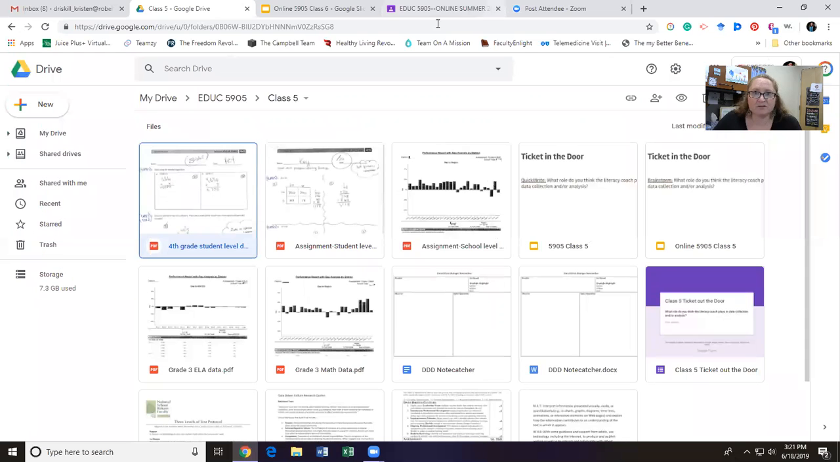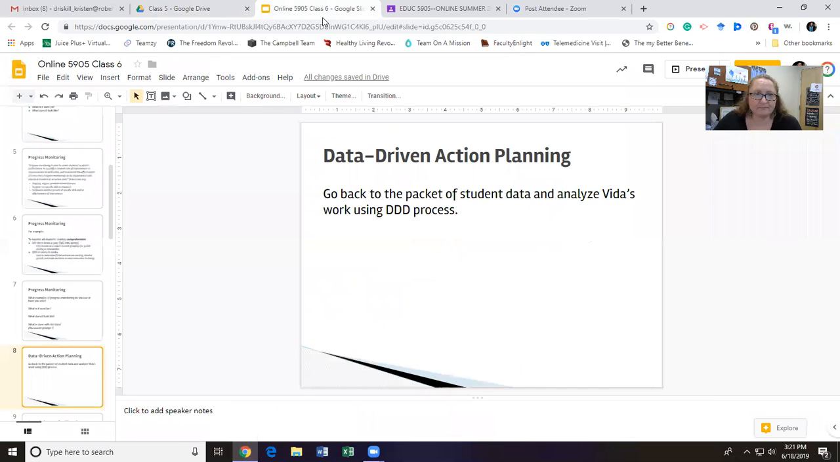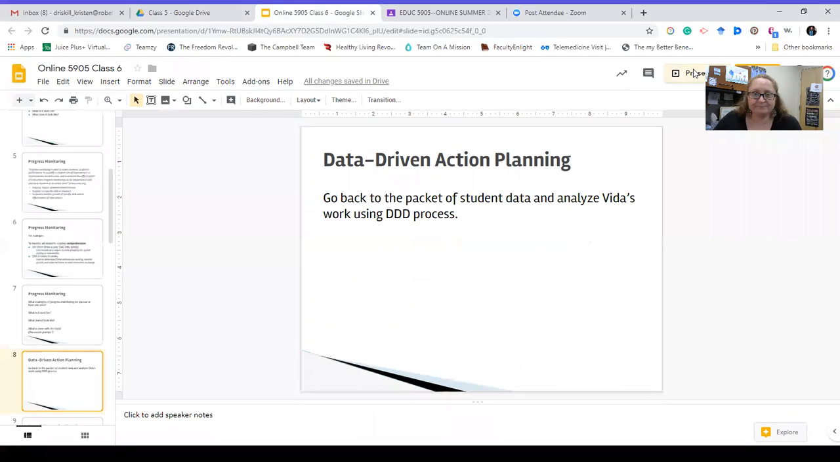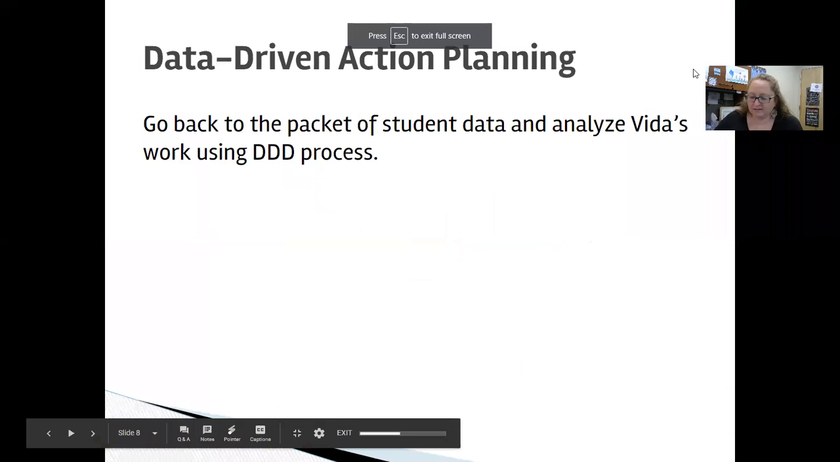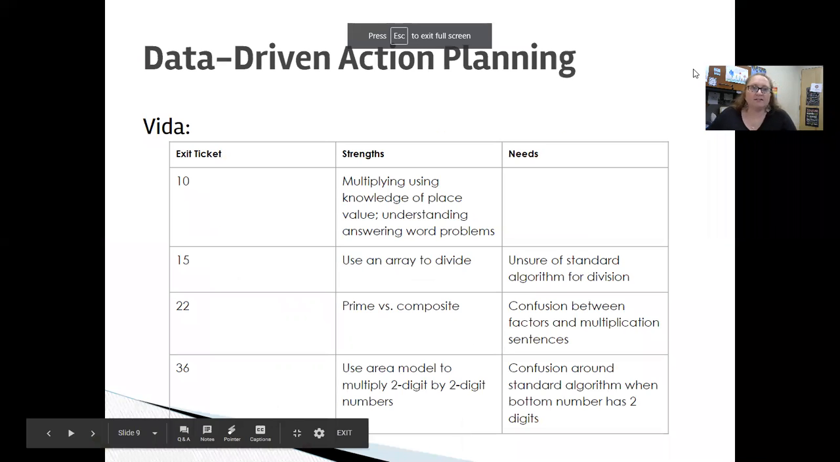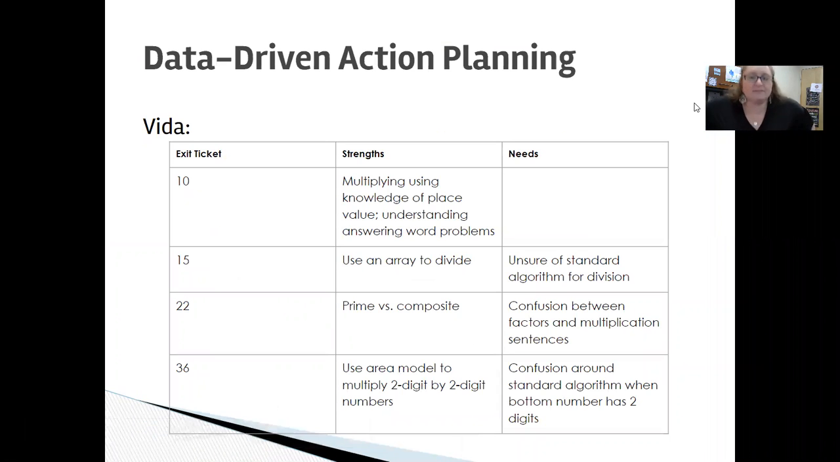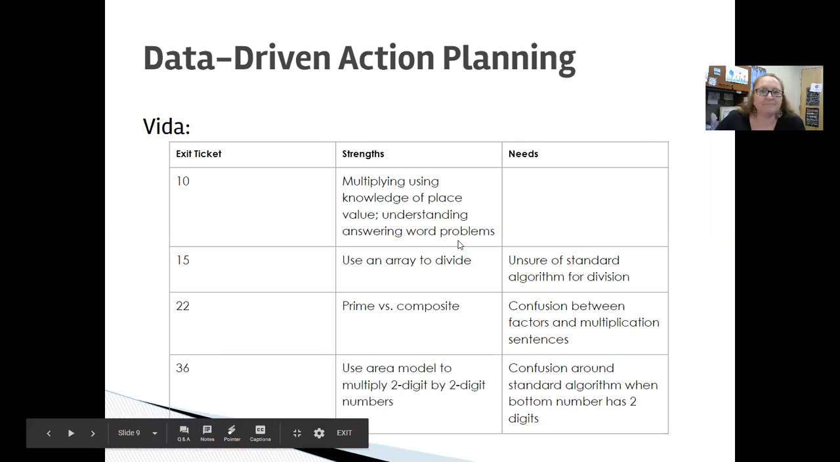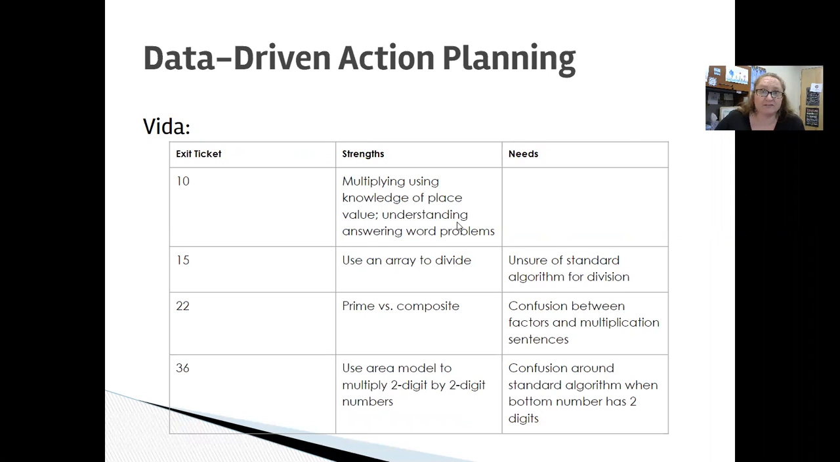Okay, so let me go back to here. And let's talk about our findings and what we're going to do with them. So the pages are numbered by exit ticket. So that first one, all strings, right? Multiplying using knowledge of place value. She did that well. And then understanding how to answer word problems. The second one, she can use an array to divide, but unsure of the standard algorithm for division.